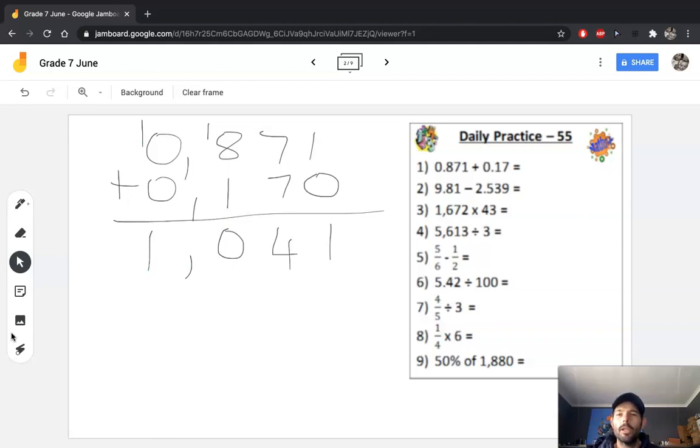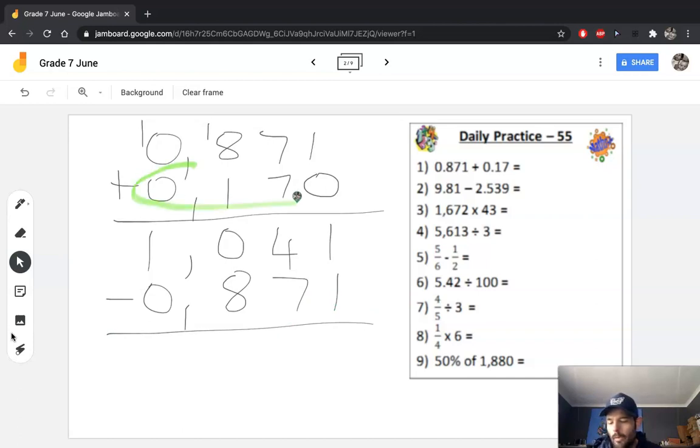How do we check an addition sum? Any addition sum, we can take the answer and subtract any one of the numbers in the question. Okay, and I'm going to choose 0,871. So now we are hoping to get an answer of 0,170. Okay, so let's check if we do.